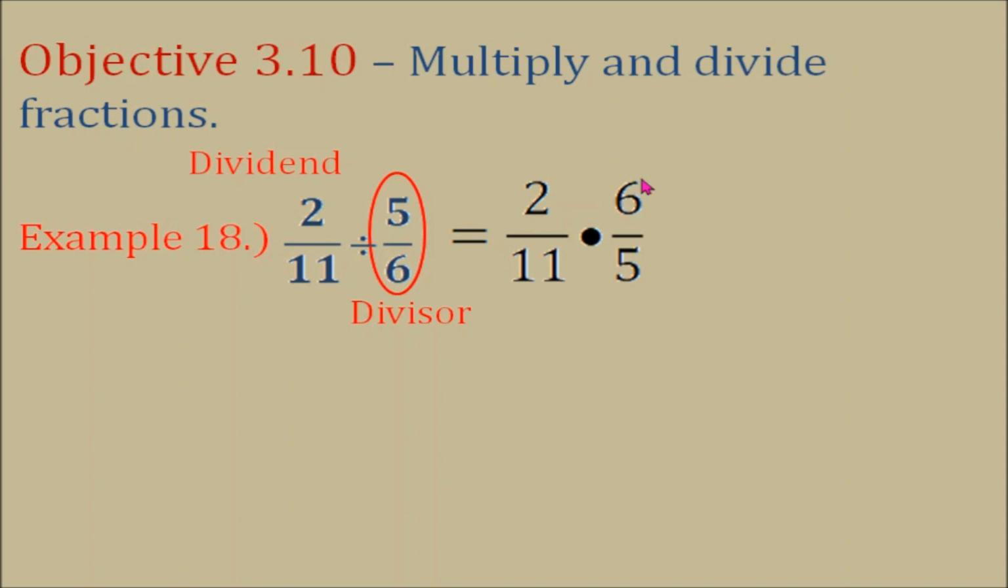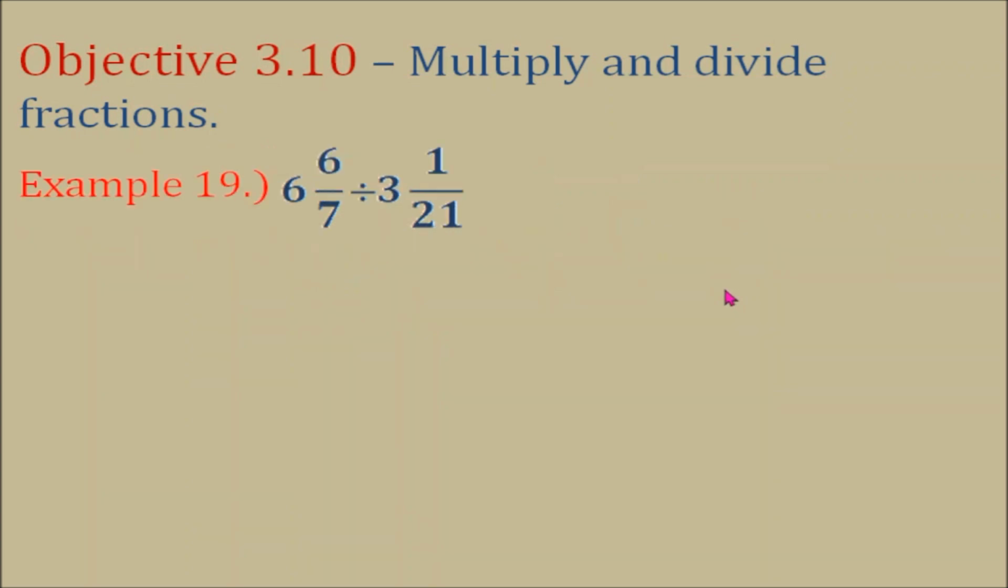Now, looking at the numerators and the denominators, we don't have common factors. So we will just proceed multiplying the numerators and multiplying the denominators. 2 times 6 is 12, and then 11 times 5 is 55. So our answer is 12 over 55.